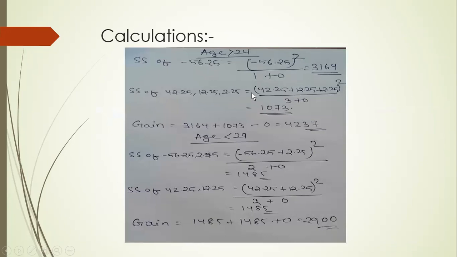For the right side, these are the residuals, and this is the score. And this is the gain formula, and the gain is coming out to be 4237. Similarly, I have calculated for age less than 29 also, and the gain is coming out to be 2900. Similarly, we have to find out the other two rows also that I have not shown here.